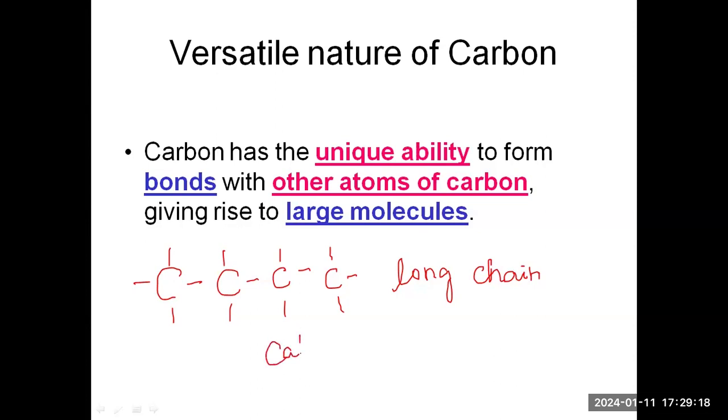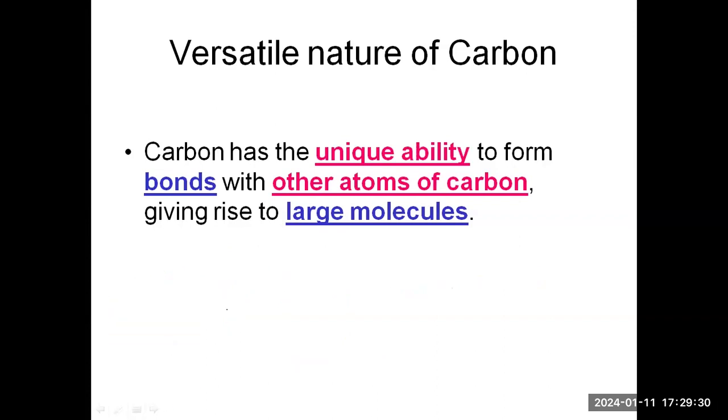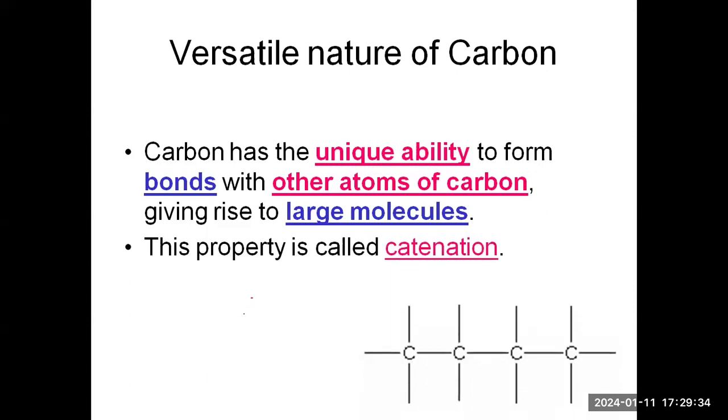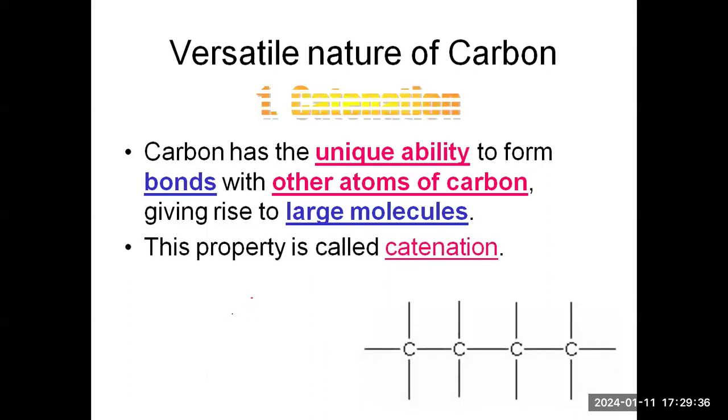Carbon has the property of binding with another carbon atom. This is called catenation. Because of catenation, carbon has a large number of molecules, or a variety of molecules. So the first reason is catenation. You can see this long chain of carbon over here.